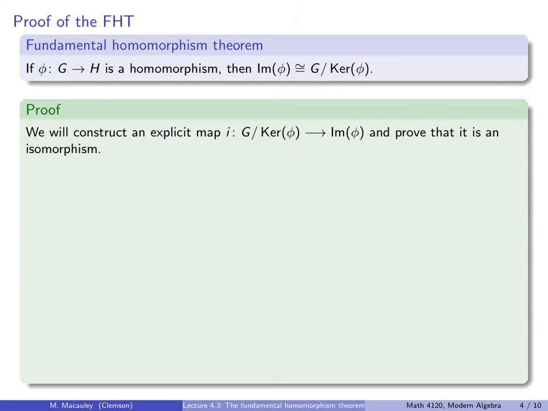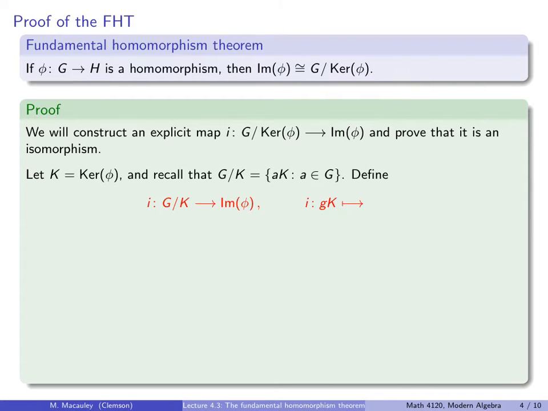Let's prove the fundamental homomorphism theorem. So what we will do is we will construct an explicit mapping from G mod the kernel to the image, and we will prove that it is an isomorphism. So as before, we will let capital K denote the kernel, and recall that the quotient group G mod K is just the set of left cosets A times K. And it could be right cosets too, because this is normal. Those things are the same. So we'll stick with left cosets.